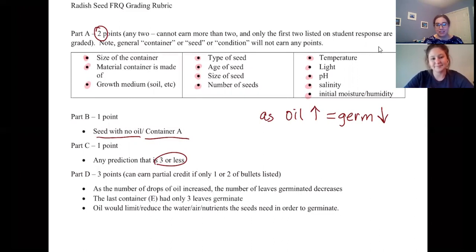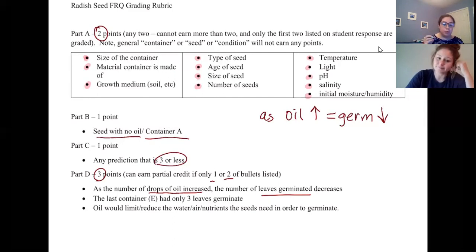All right, and the last one, part D. Part D was asking you to explain your justification for the prediction that you made. So you can earn partial credit, either 1, 2, or if you get all 3, then 3 points, from each of these bullets listed. The first bullet is if you explained that as the number of drops of oil increased, the number of seeds germinating decreased. That would be 1 point. Whether you did it in part D or if you accidentally wrote it in part C, that's fine too. You still have it in your answer document, so that's okay.